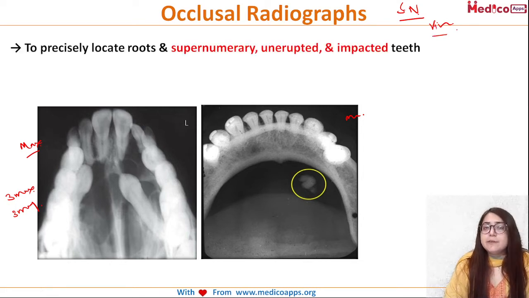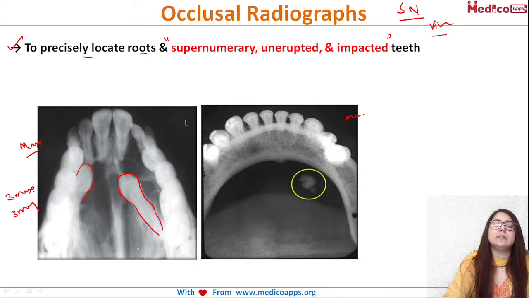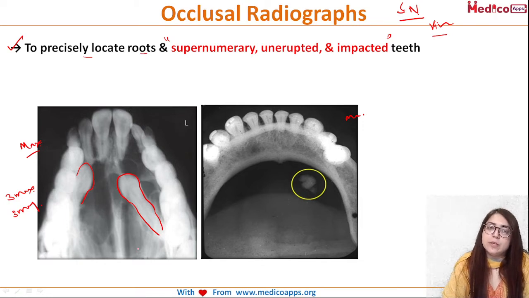First and foremost is to precisely locate the roots and supernumerary, erupted or impacted teeth. Say for example, here you can see this canine, similarly here. To locate these things you can advise these occlusal radiographs to the patient.